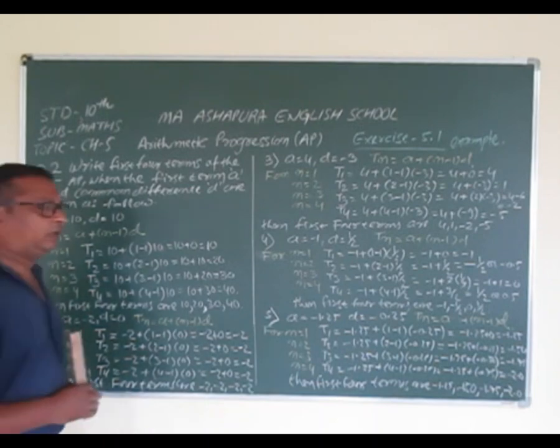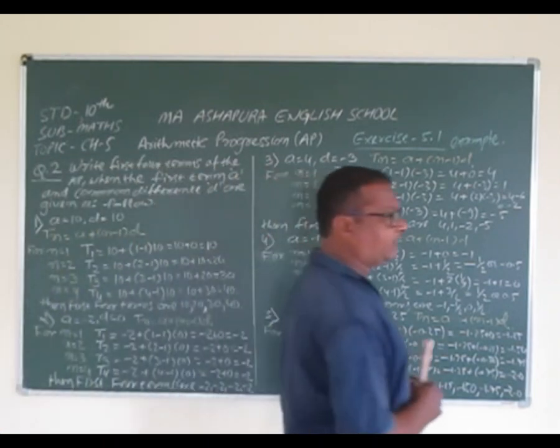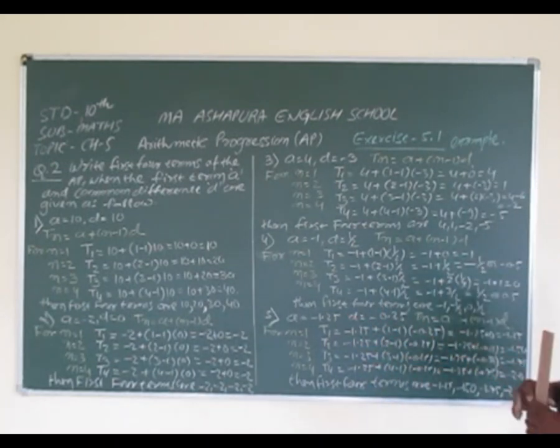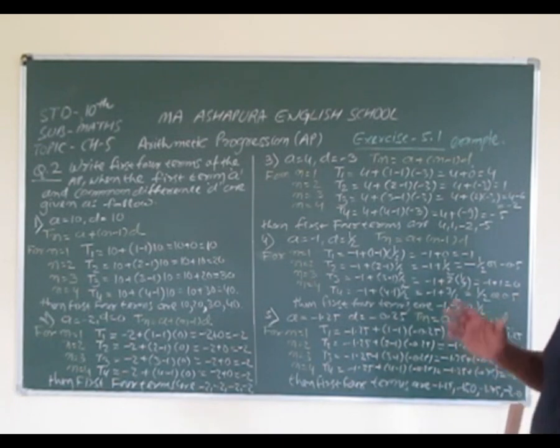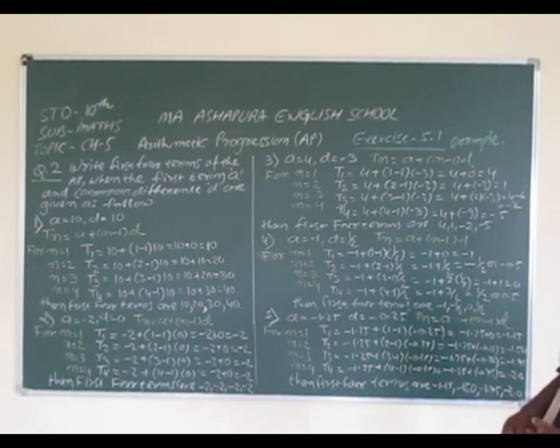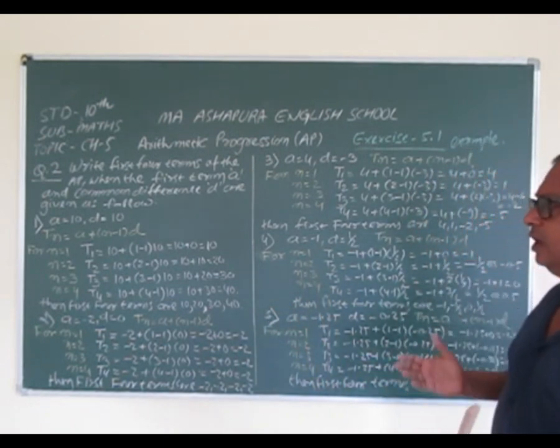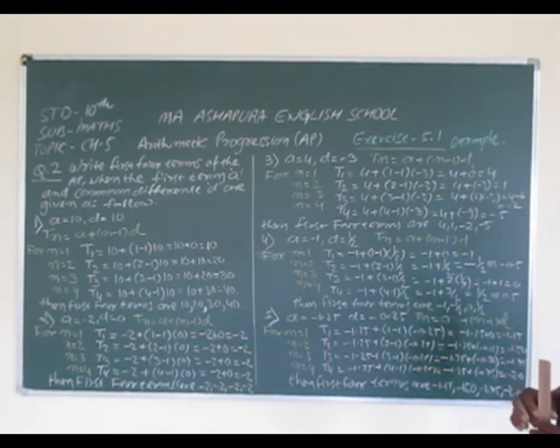So dear students, in exercise number 5.1, we calculated and discussed question number 2, where the first four terms are found from an AP when the first term a and common difference d are given. Here we discussed some different values of the first term and the common difference, and we found the first four terms. I hope you understood very well. In our next video we will perform question number 3 from exercise 5.1.